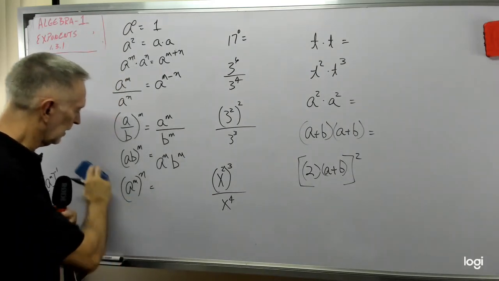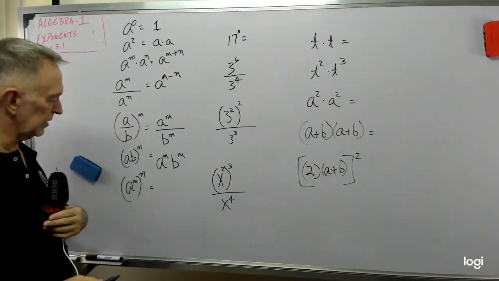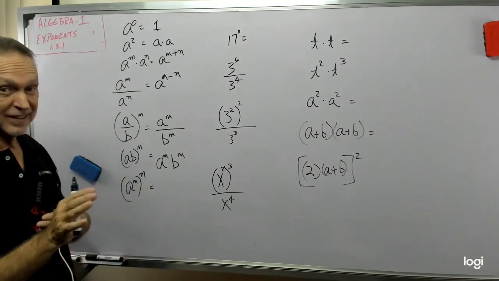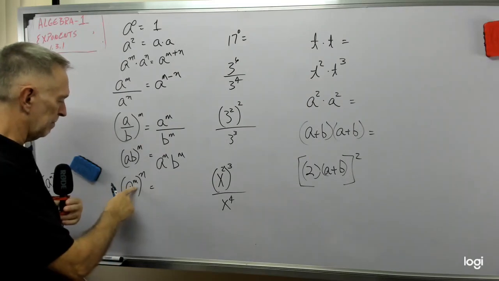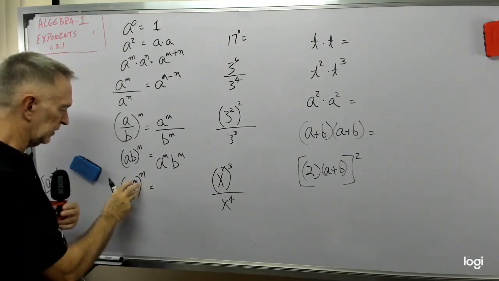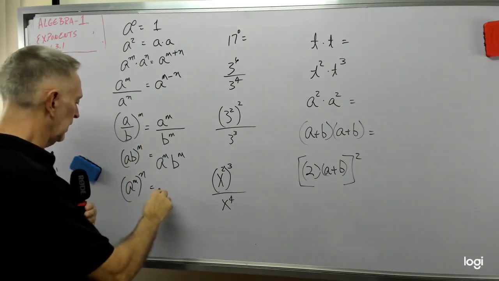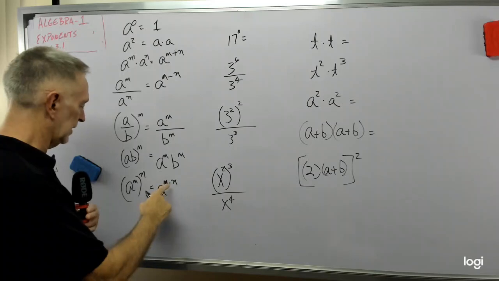Okay. This is one when I was in high school. I don't remember seeing this. Maybe I was looking out the window that day. It's highly likely. Okay. A to the m, and then that parentheses raised again to the nth power. And that means it's a to the m times n.